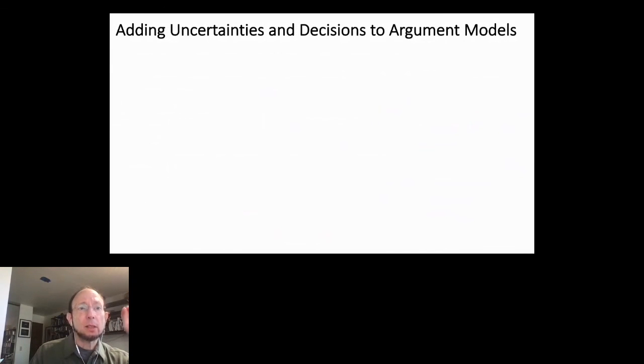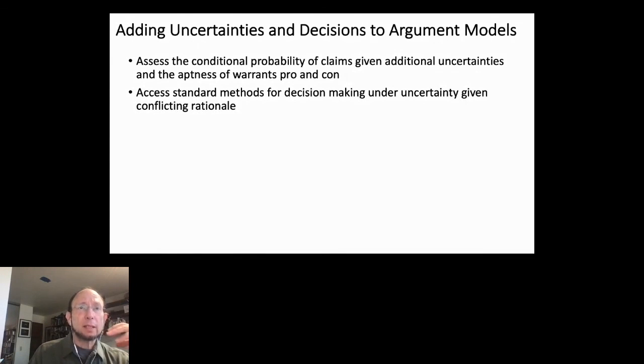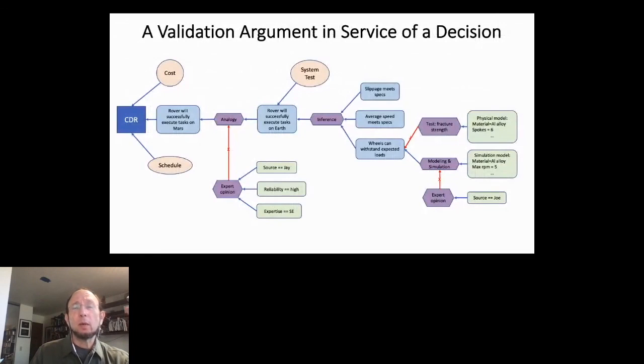The last of the ideas: adding uncertainties and decisions to argument models. Here we can assess the probability of claims given additional uncertainties that are outside of the information used by any warrant, pro or con. That will let us access standard methods for decision-making under uncertainty, but with the additional wrinkle that we now have conflicting rationale. So here is an example. I've augmented this chart with a cost uncertainty, a schedule uncertainty, a critical design review decision point, and a system test that independently gives me information about whether the rover will successfully execute tasks on Earth.